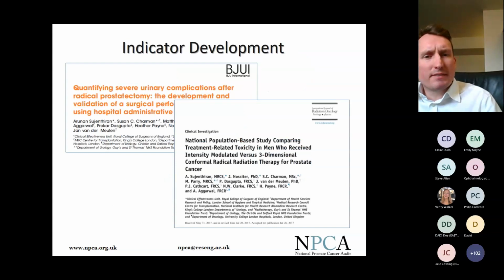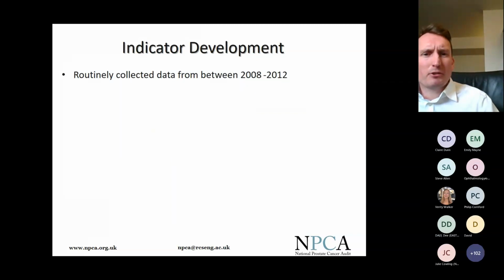In terms of the indicator development, these are the two landmark papers from the NPCA, and all the work has basically stemmed from these two papers. Not to take any credit away from Aaron Sajentharan, he was the clinical fellow before me and very much the driving force behind these two papers. Essentially, in summary, it's a way of measuring urinary complications after radical prostatectomy using HES data. That's the top left paper, and then also measuring genitourinary or gastrointestinal complications following radiotherapy, that's the bottom right paper. So a bit of background as to how those indicators were developed.